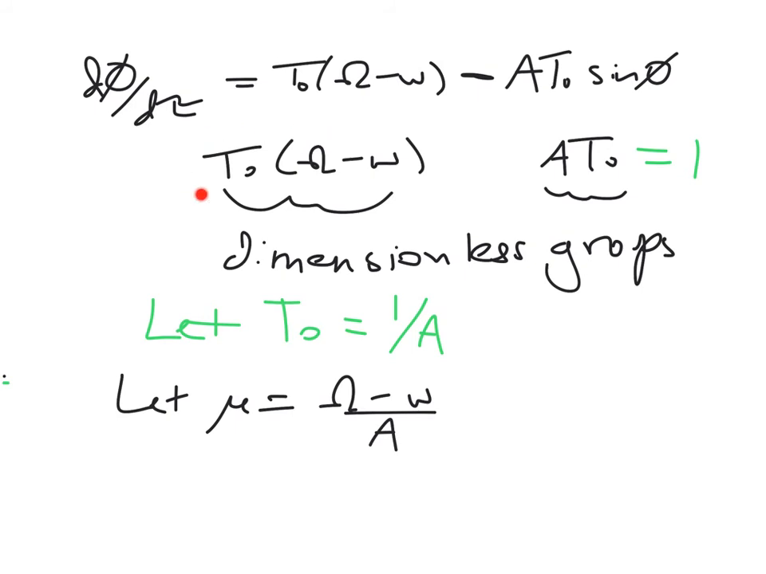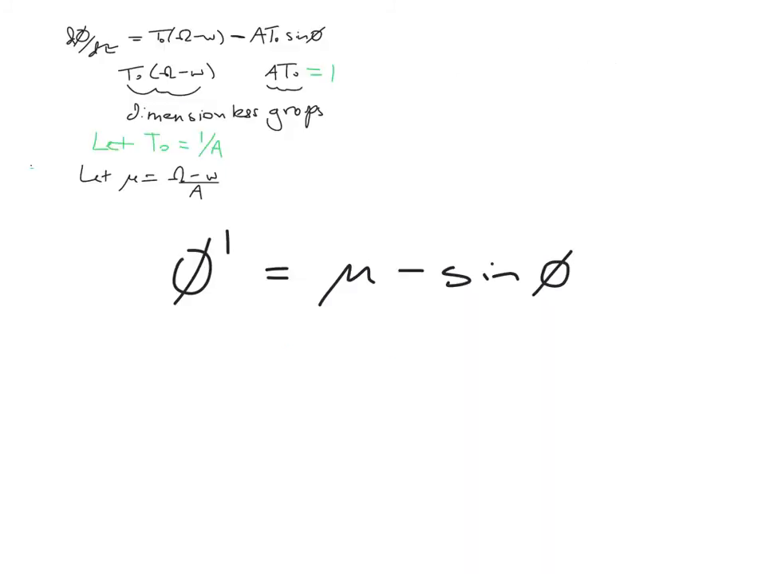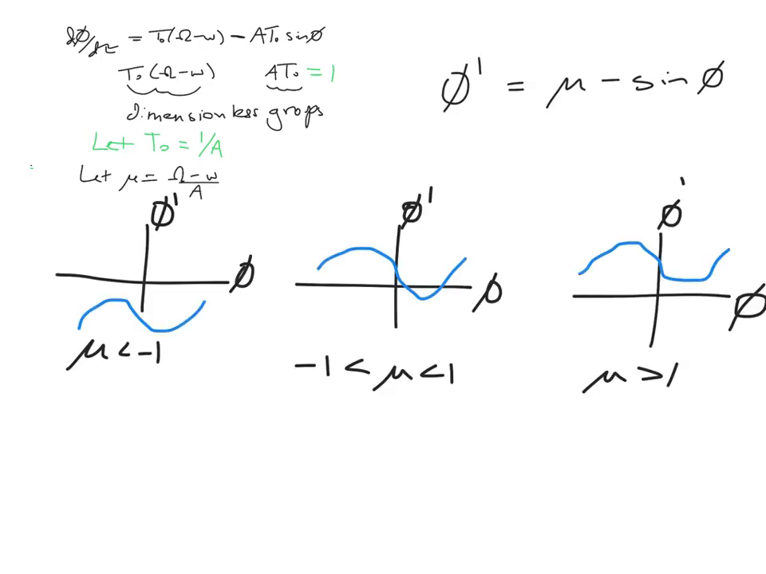The non-dimensional group that's left is capital omega minus little omega over a. That's what this simplifies to. And I'm going to name that mu and write my new dimensionless equation. Okay, my new equation is that the derivative of phi with respect to time is equal to mu minus sine phi.